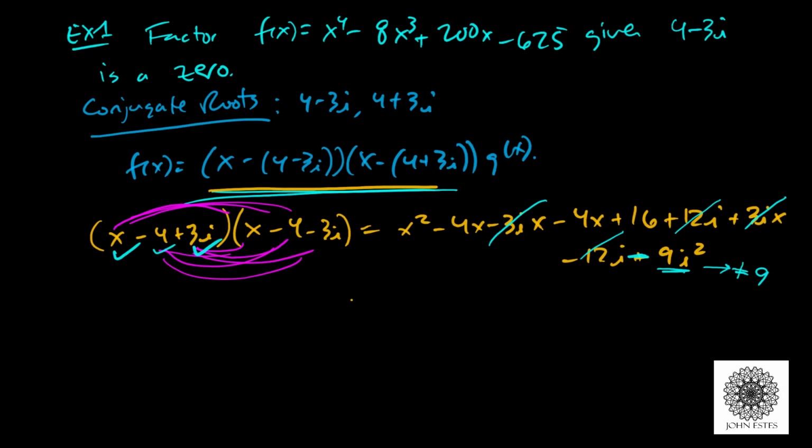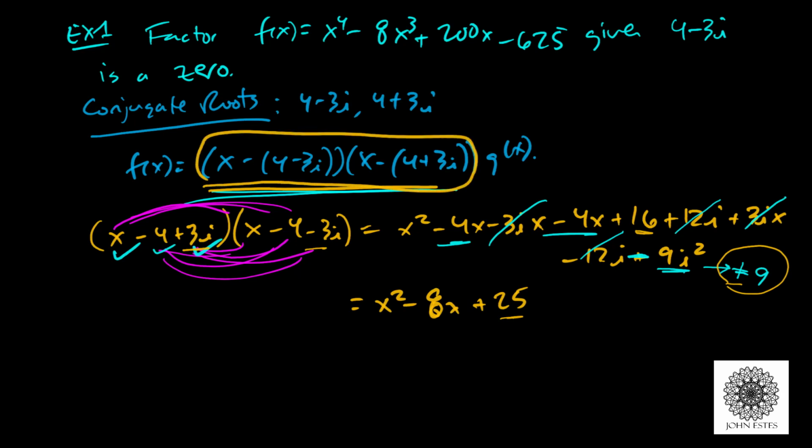So once this reduces, you end up with x squared. How many x's do I have? A negative 4x and a negative 4x gives me a negative 8x, and then I have a plus 16 and 9, which gives me a 25. So again, I made a mistake here. The 3i times negative 3i should be negative 9i squared, which ends up becoming positive 9. 16 plus positive 9 gives me the 25 here. So that's what all this multiplied together is actually just x squared minus 8x plus 25.